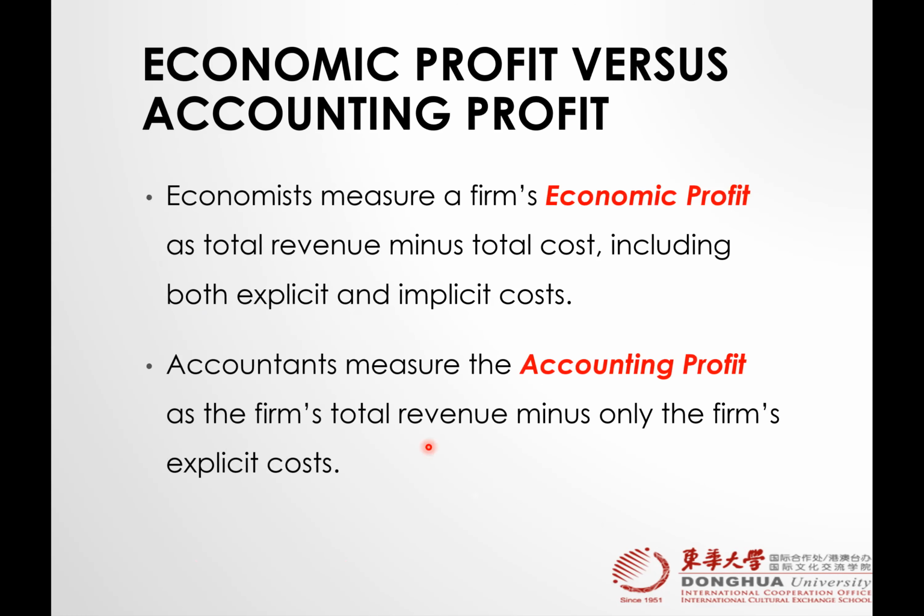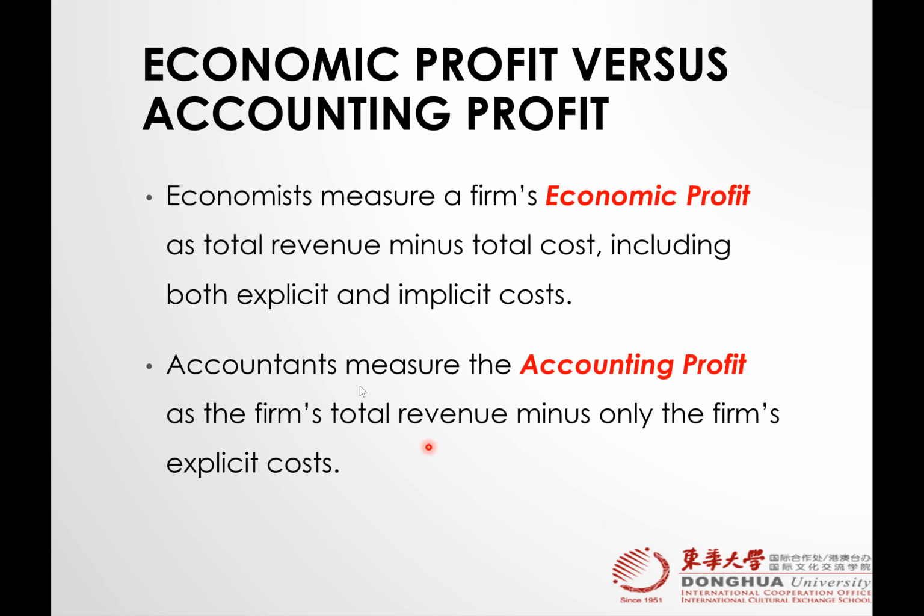And now let's talk about economic profit versus accounting profit. Economists measure a firm's economic profit as total revenue minus total cost. It means total opportunity cost. If I say total cost, you automatically assume in economics that I'm talking about total opportunity cost, which means implicit cost plus explicit cost. Right here, implicit cost versus explicit cost.